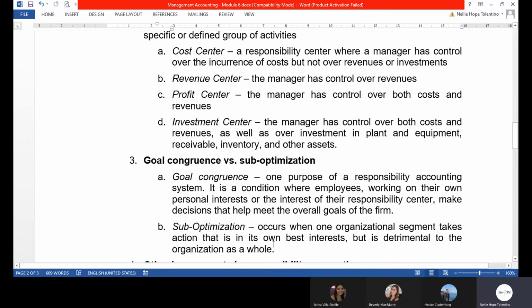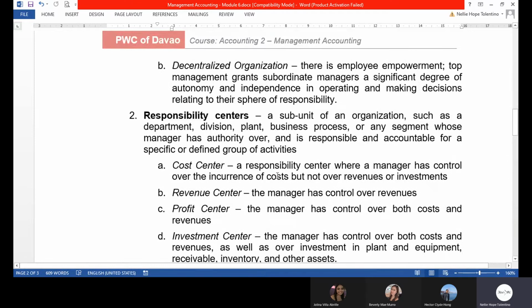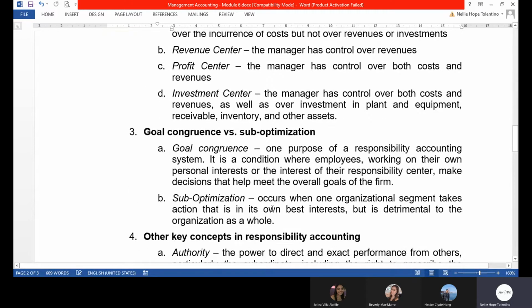Now, although na-meet ng Department 1 yung goals niya, but because of the actions that the Department 1 implemented, maybe yung Department 2 and Department 3 hindi naging at their best, yung nangyayari, yung buong organization ang naaapektuhan. So, sub-optimization ang nangyayari. So, itong sub-optimization, this is the negative part of being in a decentralized organization. Nagsasapawan, nag-uunahan, they are concerned with their department only.